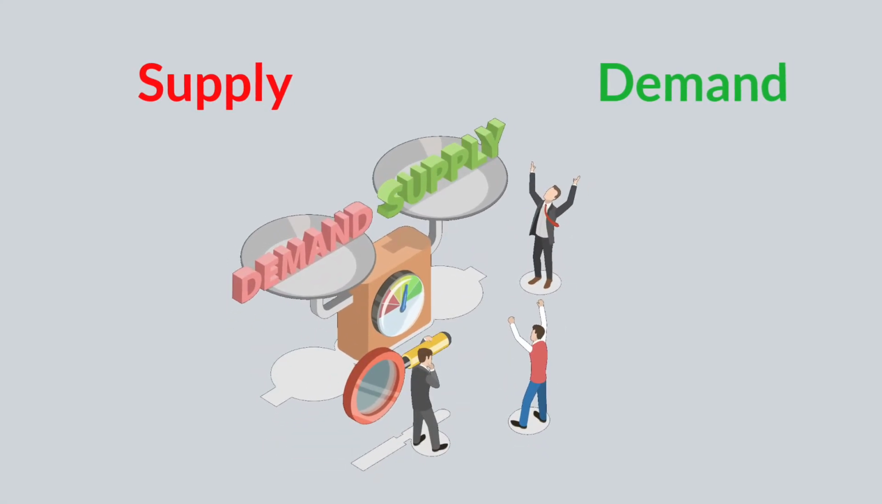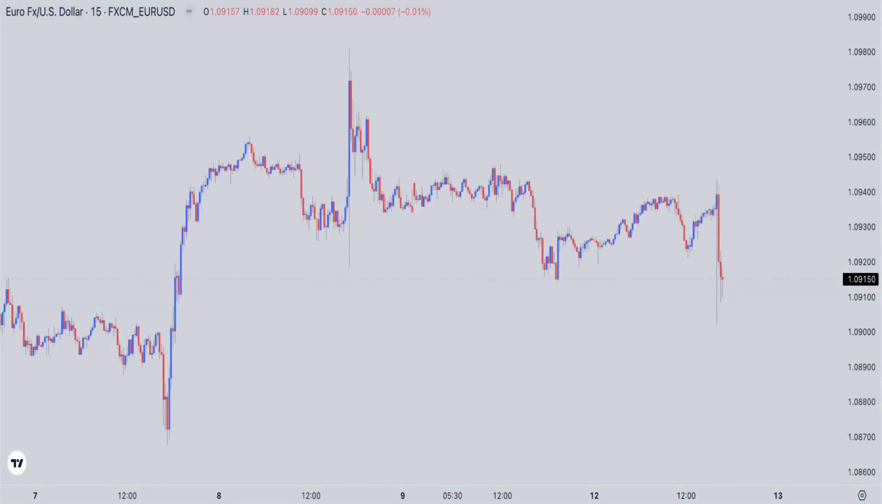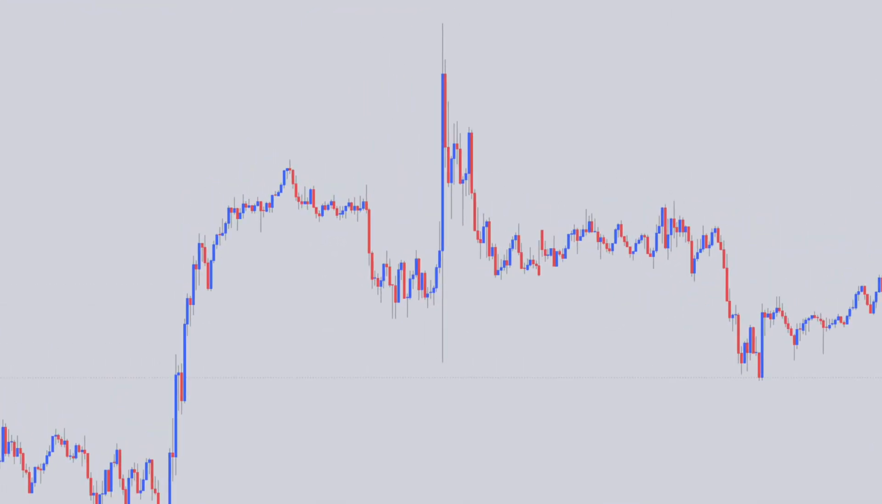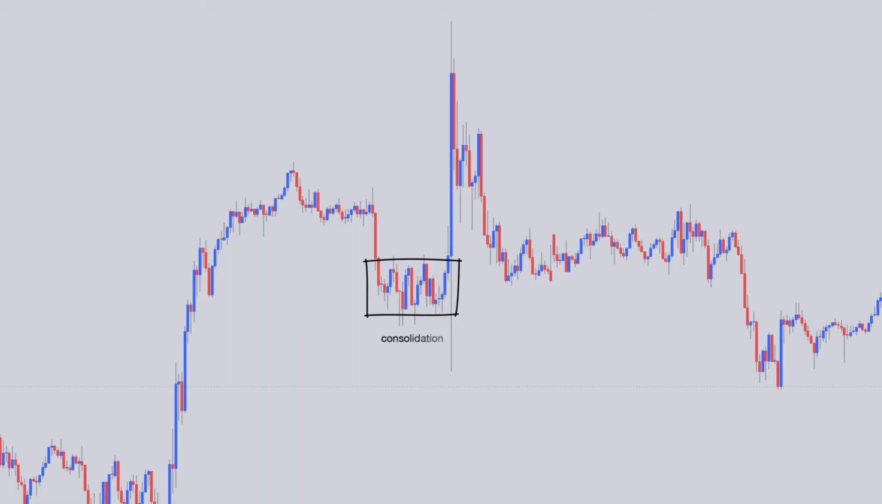Supply and demand zones. What are they and how do we identify them? Supply and demand zones are usually identified in areas where price moves quickly and then either pauses or reverses direction. In these areas, price tends to consolidate for a while before making a sharp breakout. This indicates significant strength from either the supply or demand side of the market.